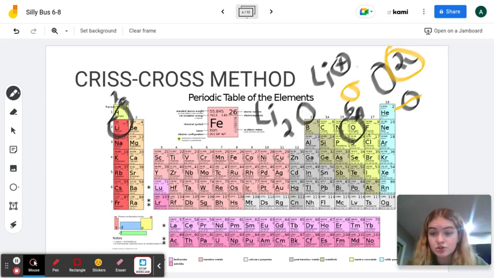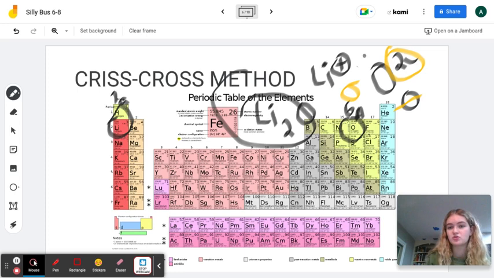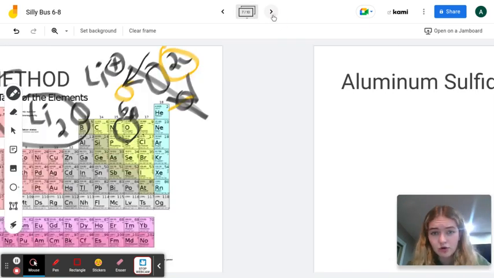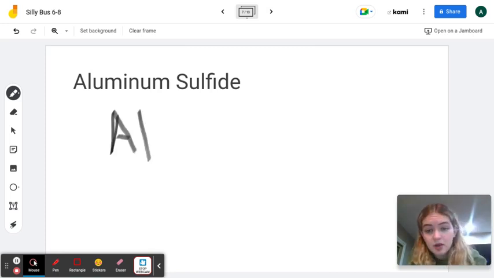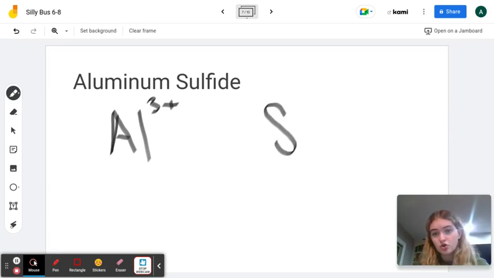And because it's a 2-to-1 ratio, we can't simplify it any further, so this is our answer. So we always crisscross the charges to get our ratio. So let's do a little more practice because I know that might have been a little confusing. Aluminum will have a charge of 3 plus, and sulfide over here would have a charge of 2 negative.